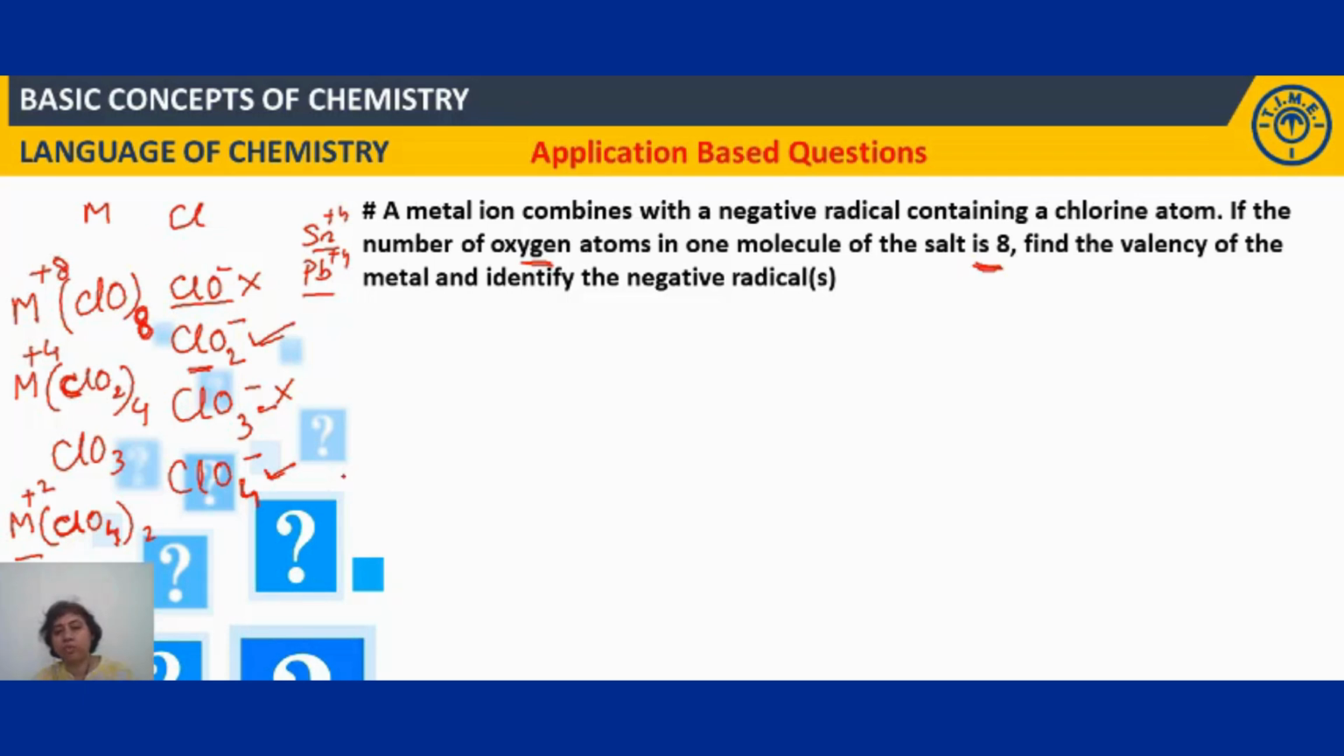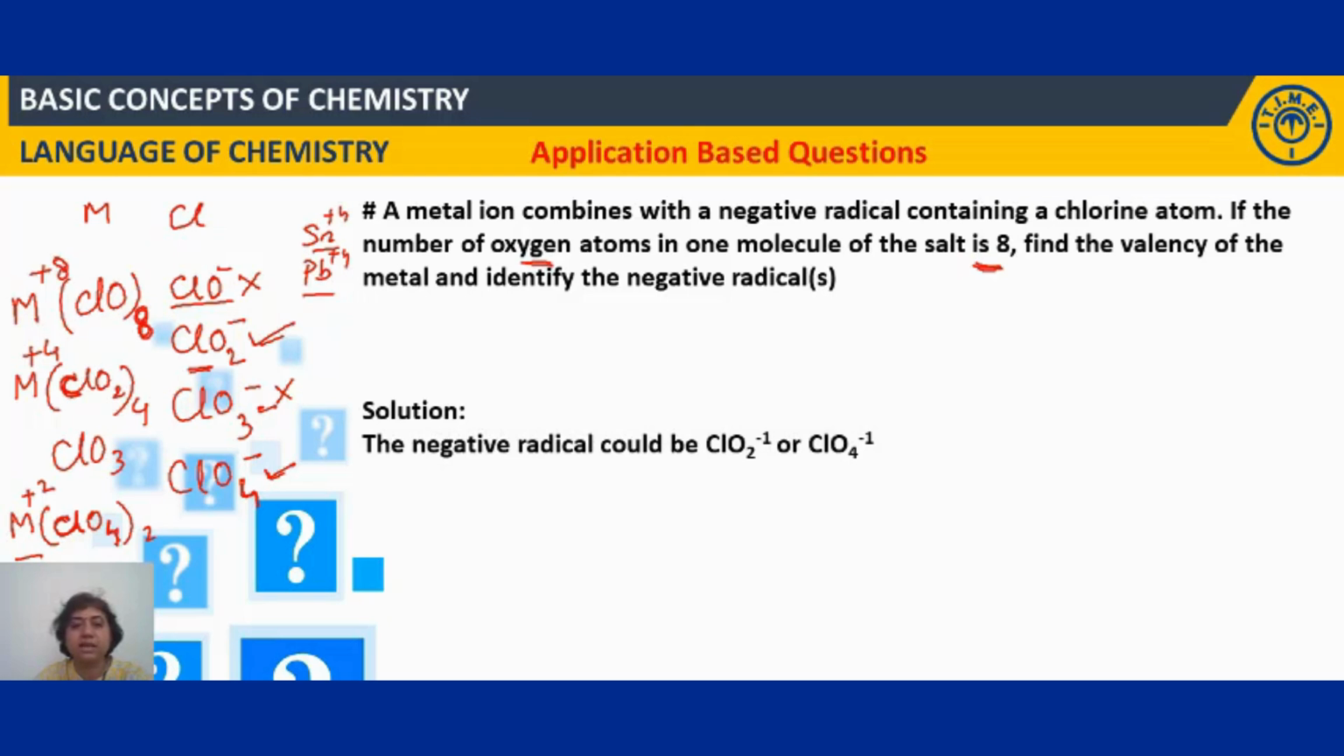If it is perchlorate, then its valency is -1 and the formula of the compound is M(ClO4) taken twice, so the metal valency should be +2. Fine. Let's see the solutions. The solution is: negative radicals could be ClO2 minus, ClO4 minus. I hope you could understand from the explanation.